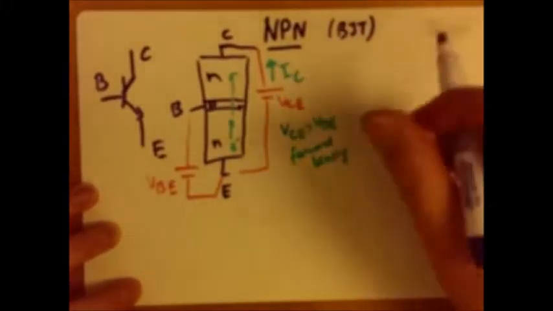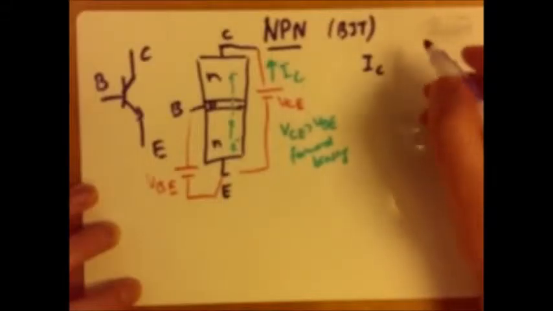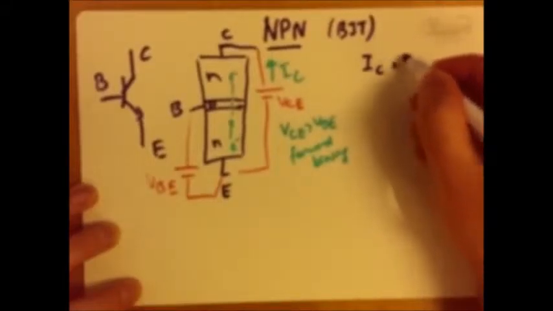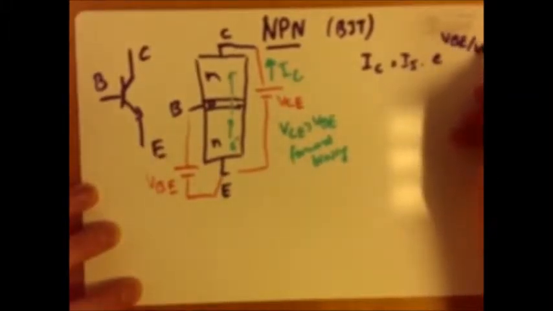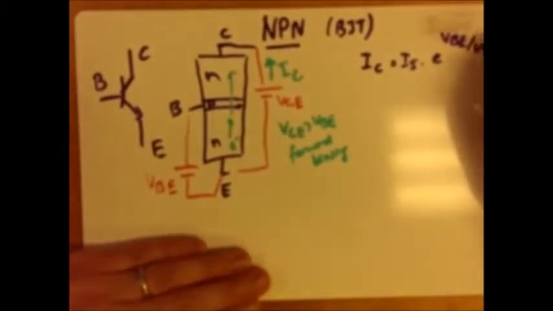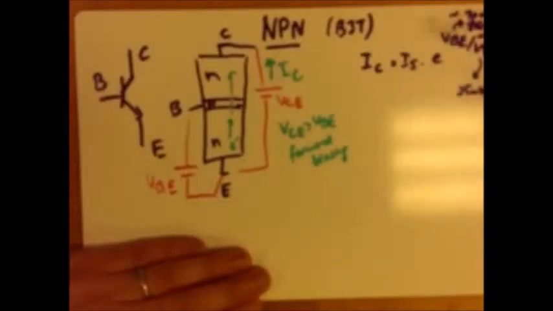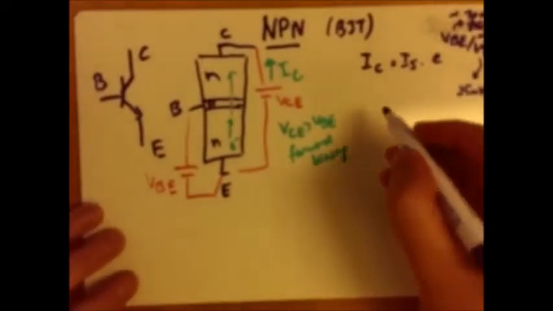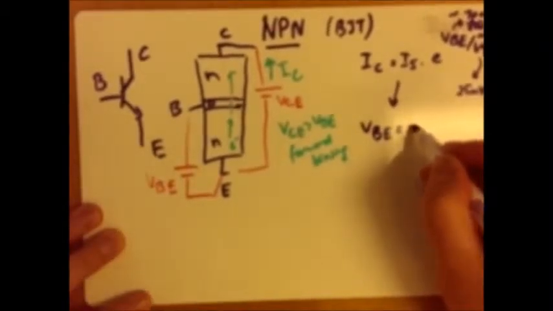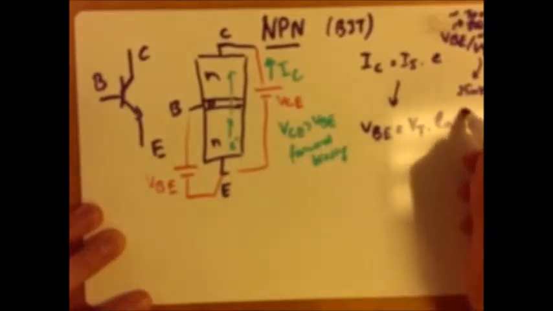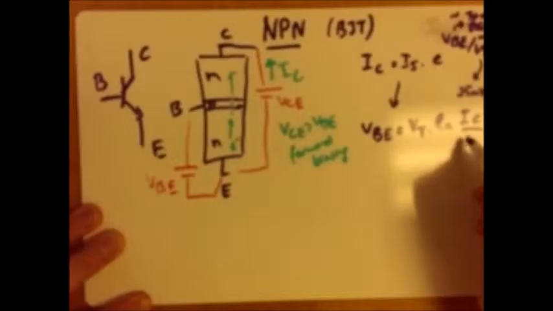So your collector current is given as saturation current times e to the power of VBE over VT. Your VT here is about 25 millivolts at room temperature, and your VBE is between 700 and 800 millivolts. From this equation you can also write VBE is equal to VT times ln, the natural logarithm, of IC divided by IS.